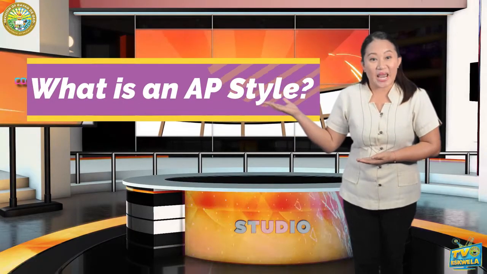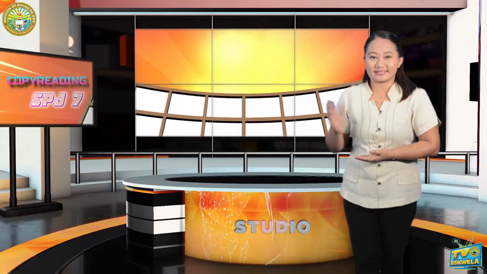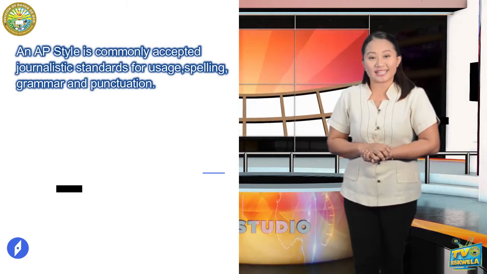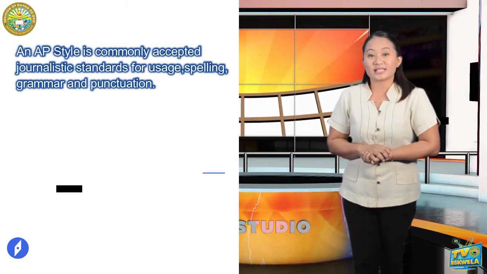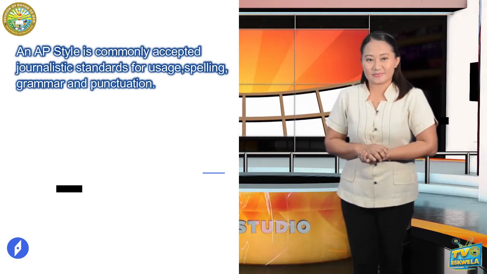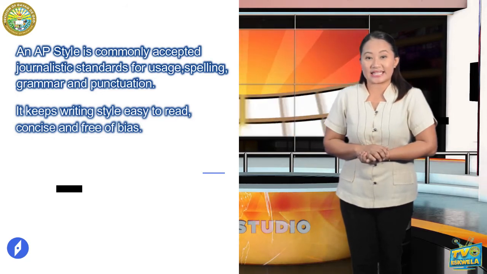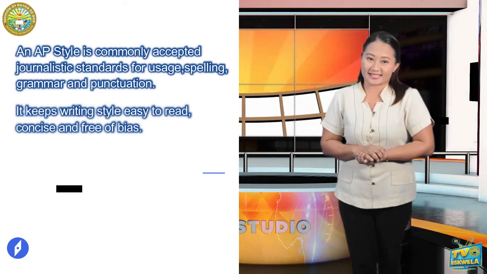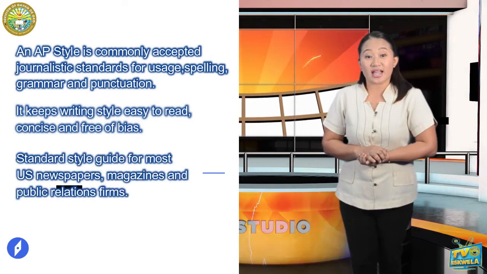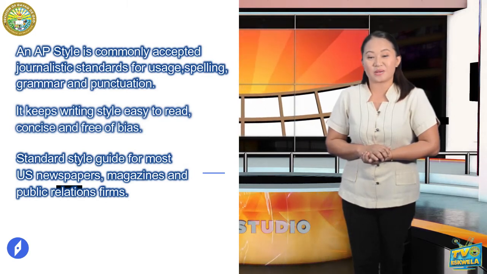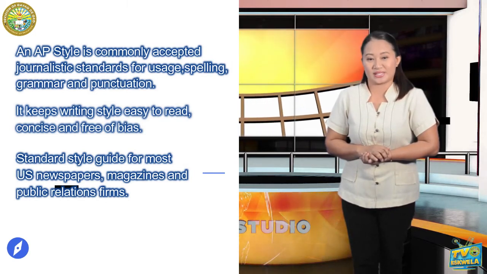What is an AP style? An AP style is commonly accepted journalistic standards for usage, spelling, grammar, and punctuation. It keeps writing style easy to read, concise, and free of bias. Standard style guide for most U.S. newspapers, magazines, and public relations firms.